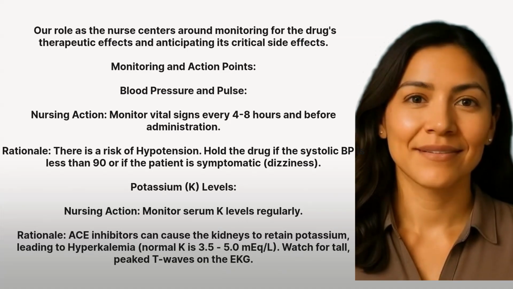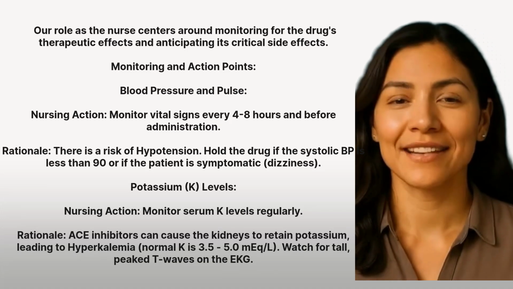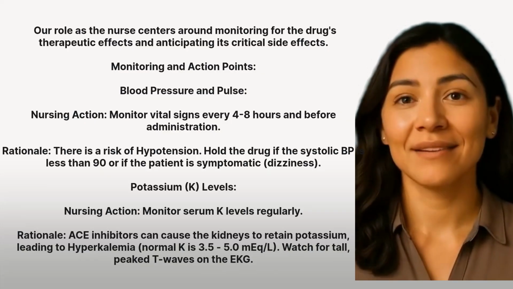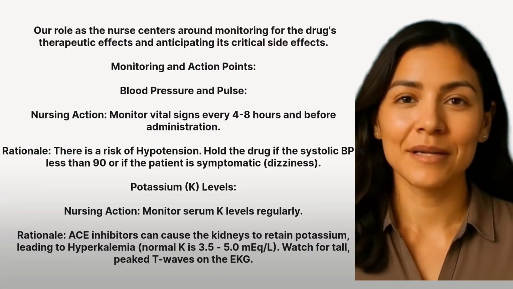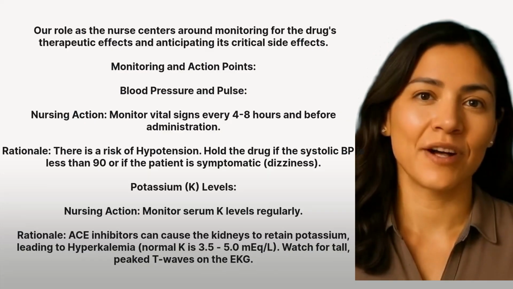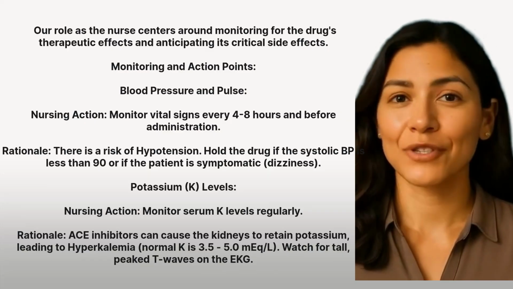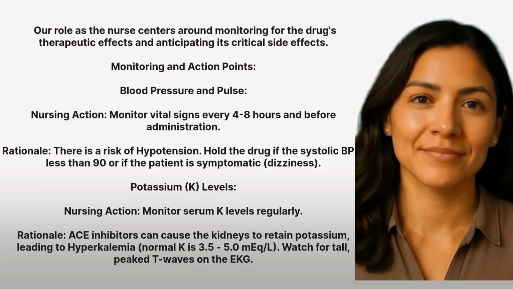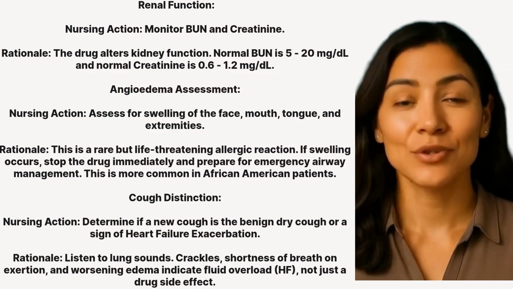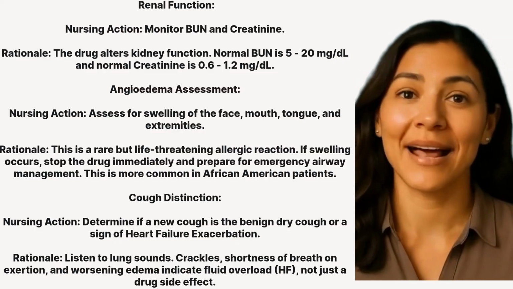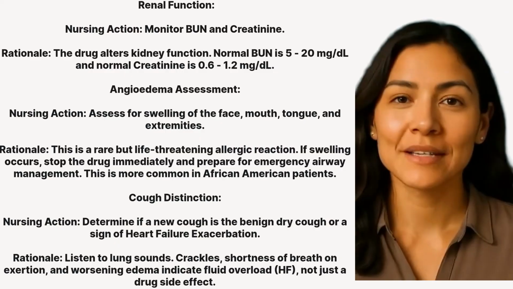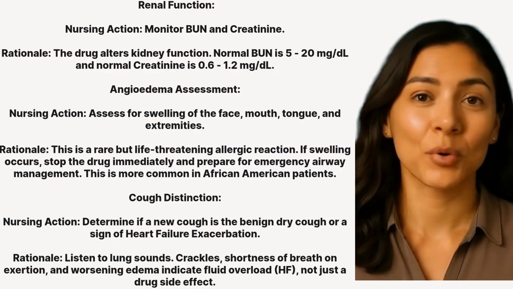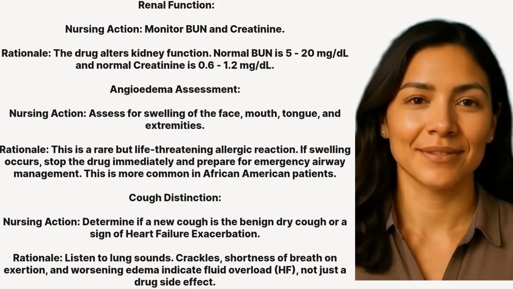Potassium levels. Nursing action, monitor serum K levels regularly. Rationale: ACE inhibitors can cause the kidneys to retain potassium, leading to hyperkalemia. Normal K is 3.5 to 5.0 milliequivalents per liter. Watch for tall, peaked T waves on the EKG. Renal function. Nursing action, monitor BUN and creatinine. Rationale: the drug alters kidney function. Normal BUN is 5 to 20 milligrams per deciliter, and normal creatinine is 0.6 to 1.2 milligrams per deciliter.